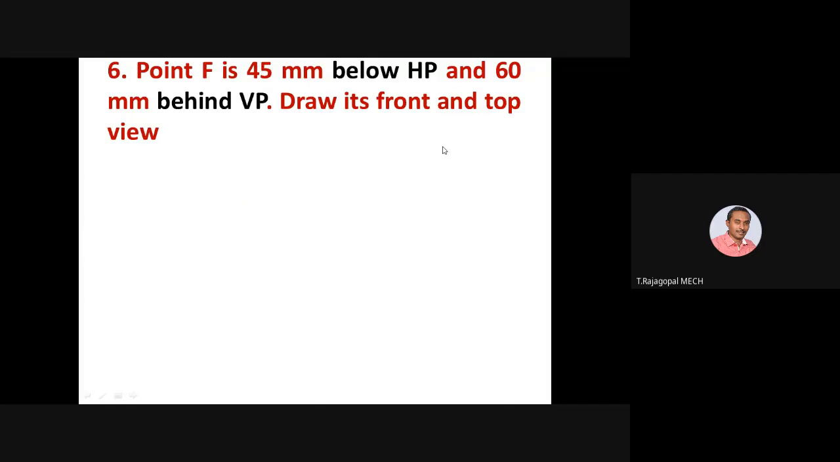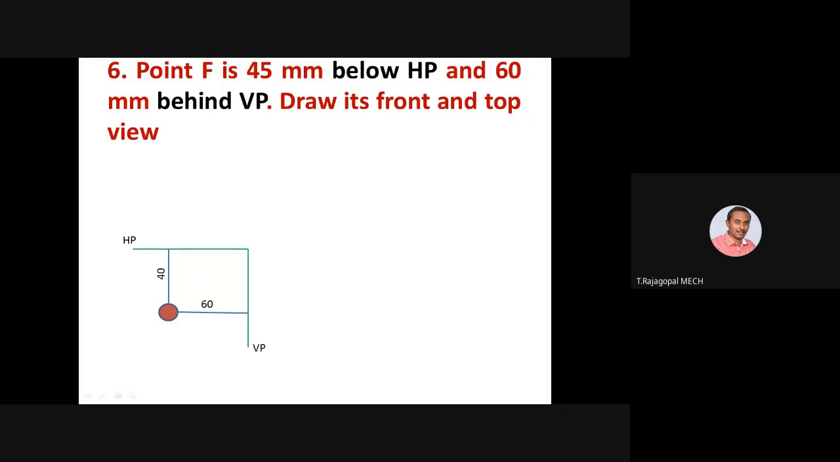Now identify the quadrant: below and behind is obviously the third quadrant, and we have to fix the point based on the data given: 45 below, 60 behind. See, this is the third quadrant. The point is located in the third quadrant, below HP and behind VP, observer standing here. That's why the vertical plane is in between the observer and the point. Now check the data: sorry, there is a mistake. Here it is 45, and this is 60 mm.